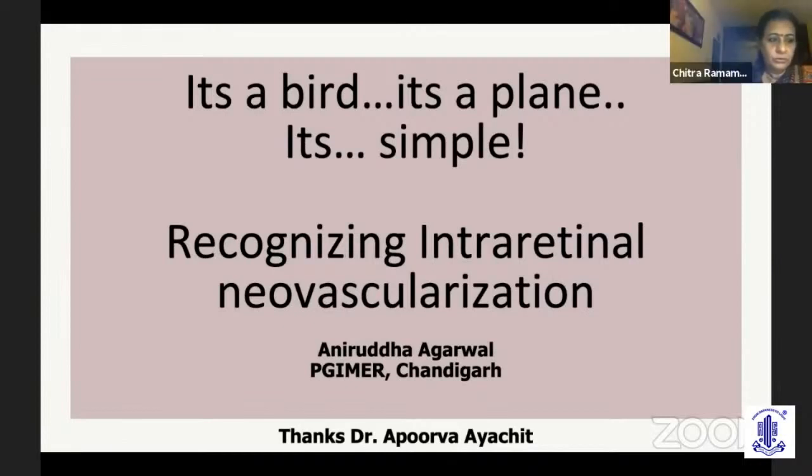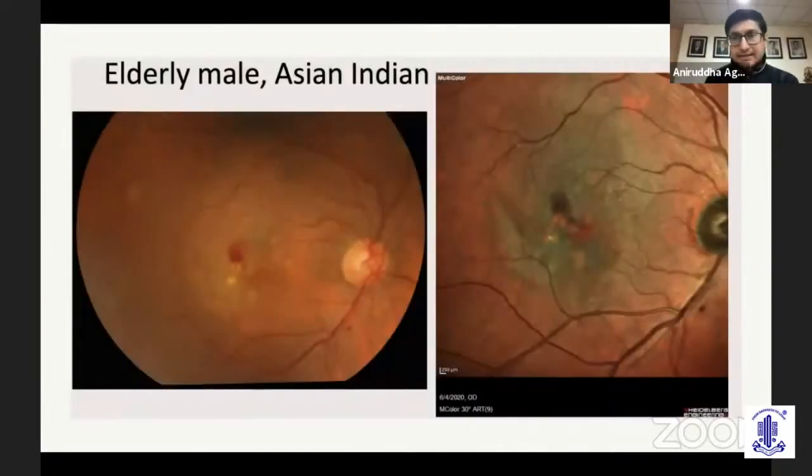Yes, sure. So for my case, it's a very simple case, and I would like to thank Dr. Apurva Ayachit for sharing this case with us. We discussed this in one of the late-night Retina sessions, and I think it's a case that gave us a lot of information. Let's directly jump to the case of this elderly male who's an Asian Indian.